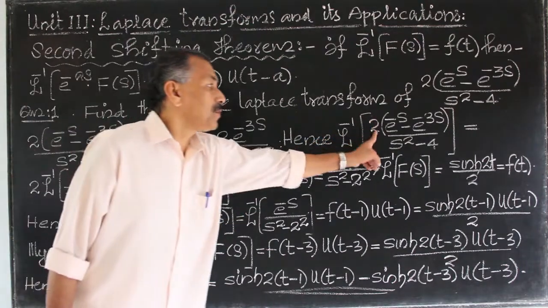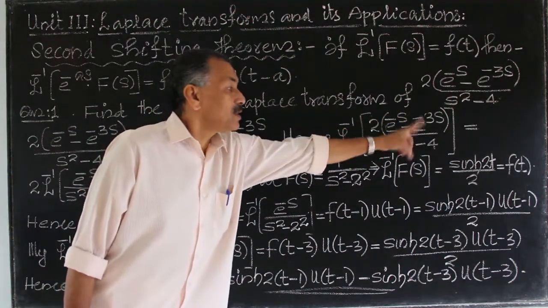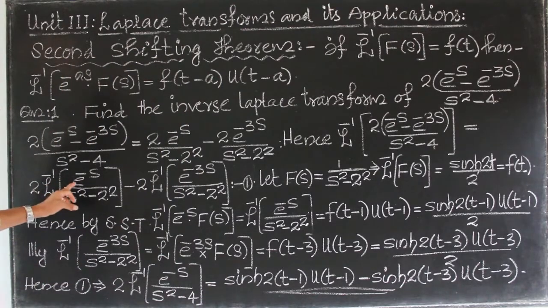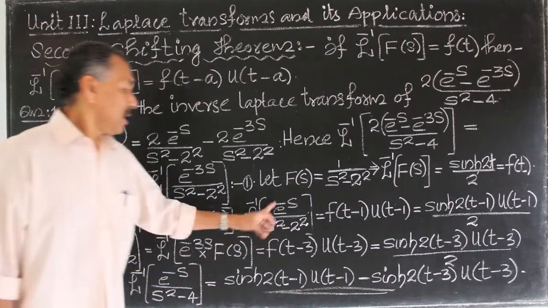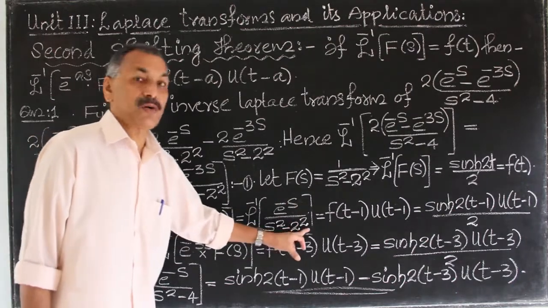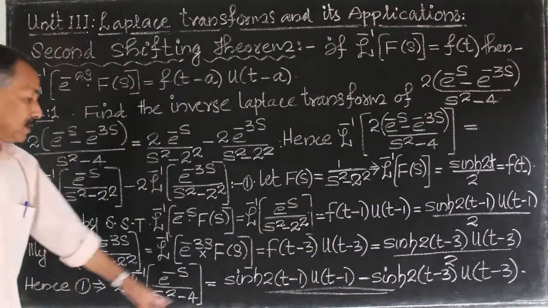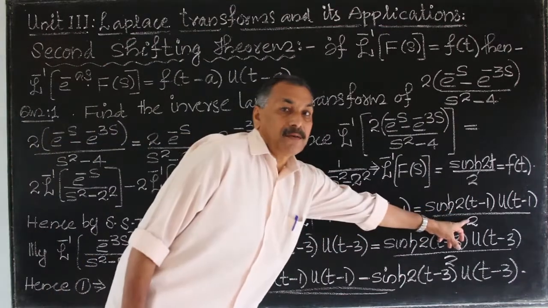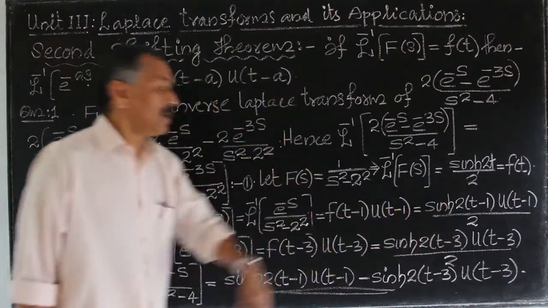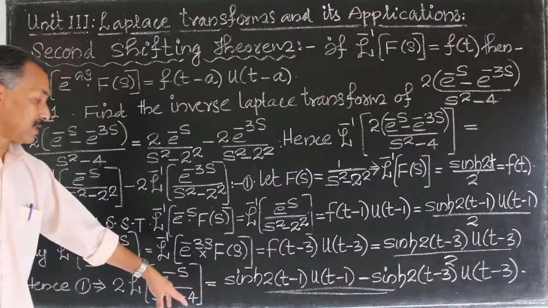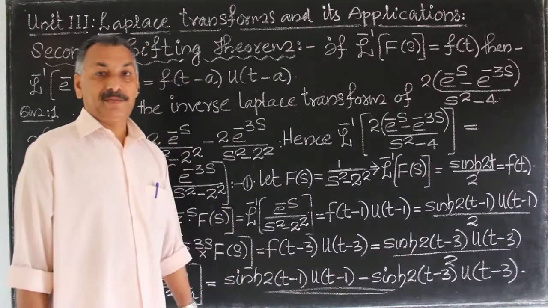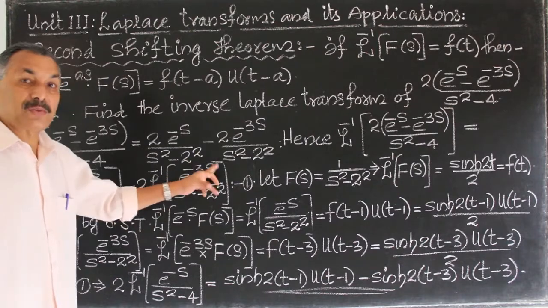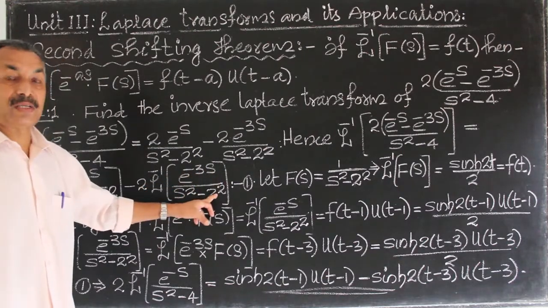L inverse of 2 e raised to minus s minus e raised to minus 3s divided by s square minus 4 is equal to 2 into L inverse of e raised to minus s divided by s square minus 2 square is equal to 2, here 2 will cancel. When 2 cancels, what remains is sinh 2(t minus 1) into u(t minus 1), minus 2 into L inverse of e raised to minus 3s divided by s square minus 2 square.